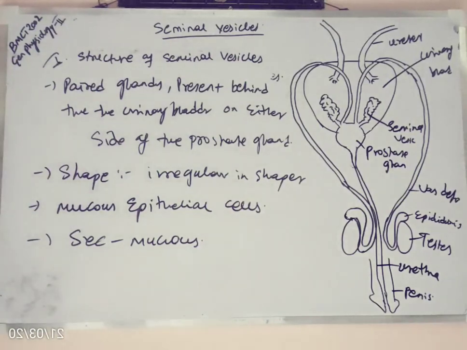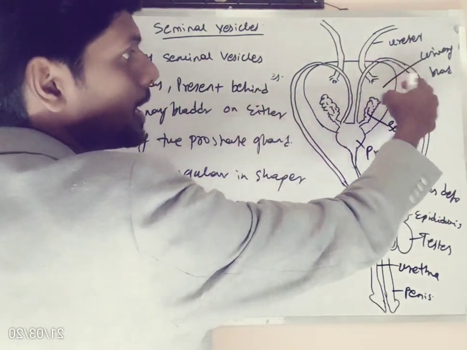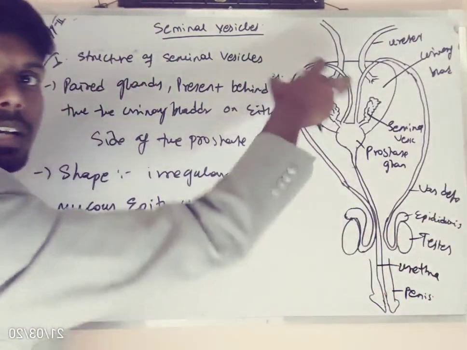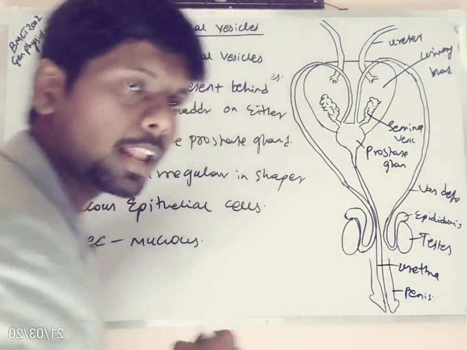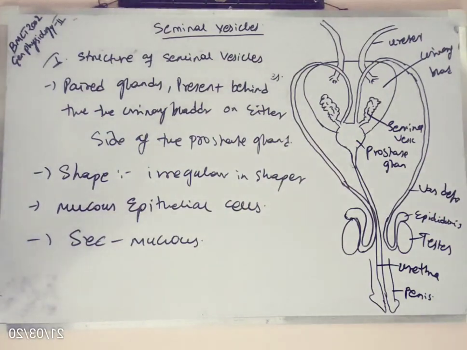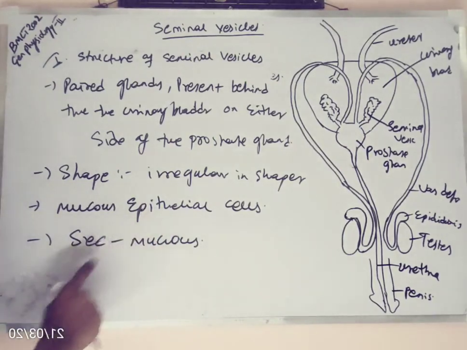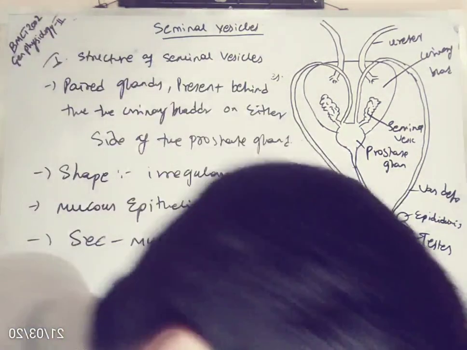These are the paired glands which are present on either side of the prostate gland behind the urinary bladder, and these vesicles are present in the abdominal cavity. So the entire urinary bladder and seminal vesicles are present in the abdomen of the male. They are irregular in shape and have mucous epithelial cells, and those cells will secrete mucus. Then we can discuss the properties of seminal fluid.